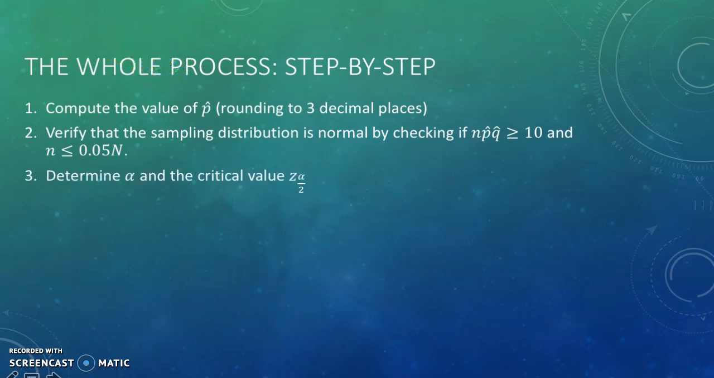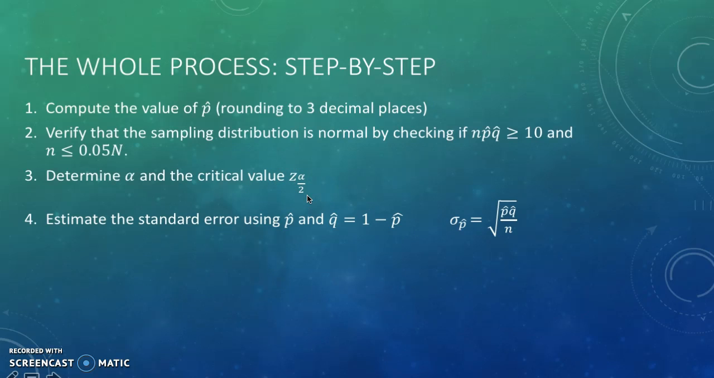I need to figure out alpha, so I look at what confidence interval they're asking me for. Like they'll say find a 98% confidence interval or 85% confidence interval. We take 100 minus that number to find alpha, and then look for the z-value using that alpha divided by 2, just like we did in the last slide.